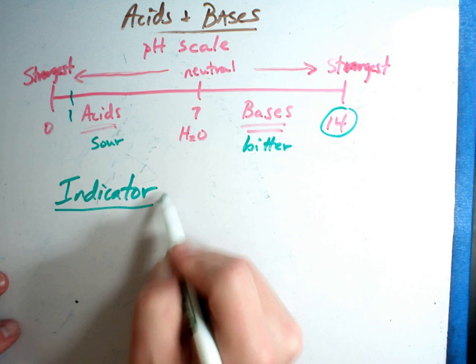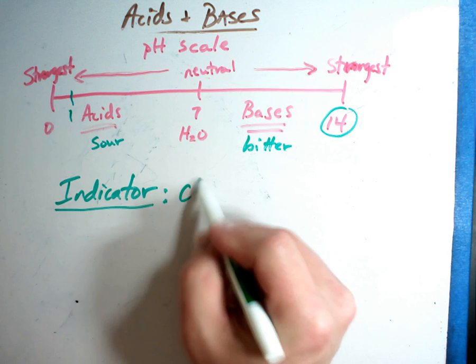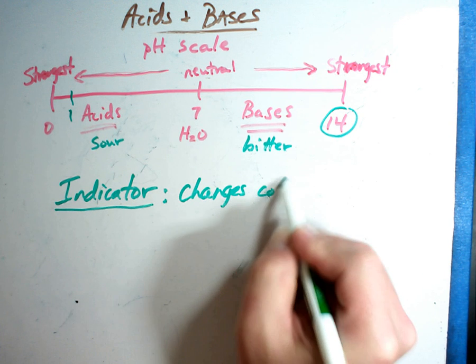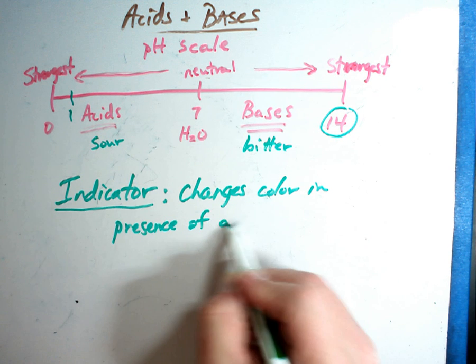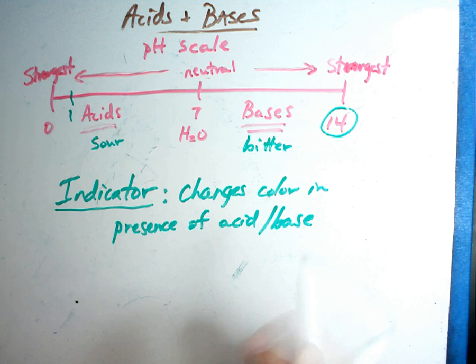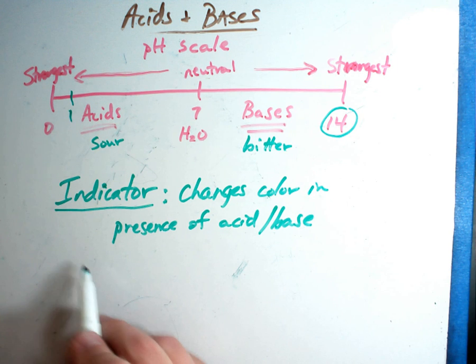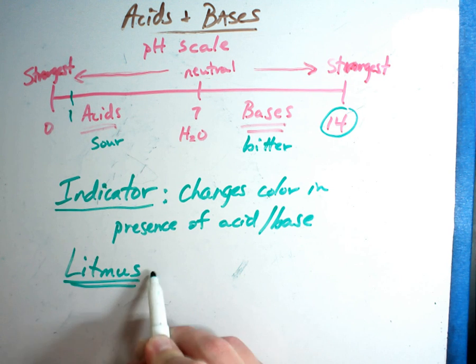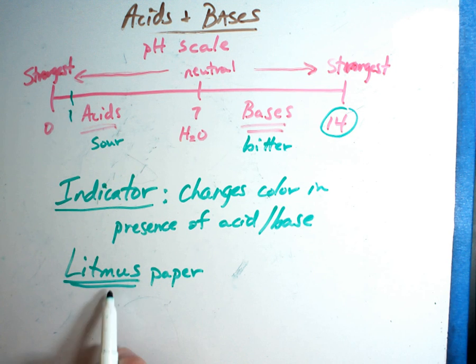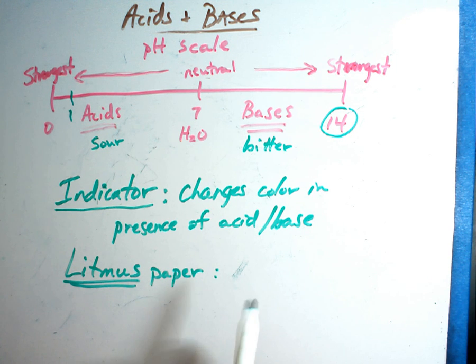Now, the next thing I want to talk about is what is called an indicator. An indicator is going to be a substance that changes color in the presence of an acid or a base. This is how we're going to be able to tell that something is an acid or a base, by figuring out how things change colors. In the next video I'm going to show you an actual indicator, and we're going to talk about multiple kinds. The one we're going to talk about is called litmus paper. A lot of times they might call it litmus, and it's really just dissolved into paper.